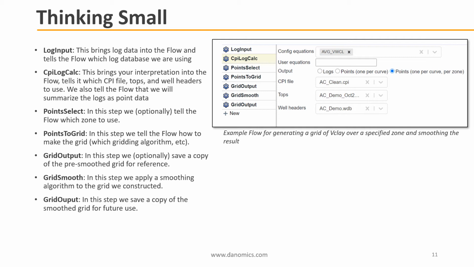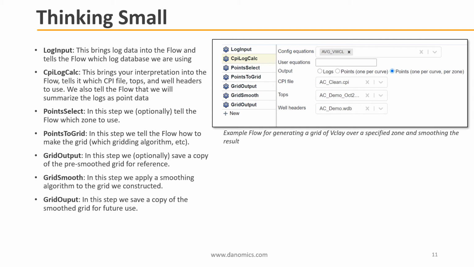Now I wanted to smooth this grid and generate a smooth copy. So in this case, I've added a grid smooth block and a second grid output block. You could have stopped after the first one if you would like, or you could have omitted writing out that unsmooth grid. So within a flow, you can have multiple outputs along the way, and that's often useful for looking at the effects of subsequent flow tools.